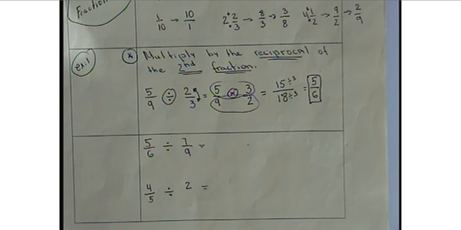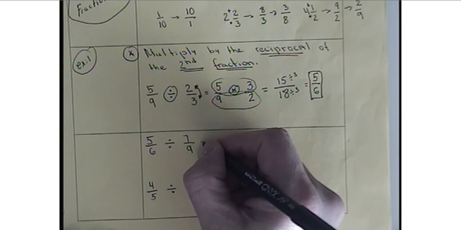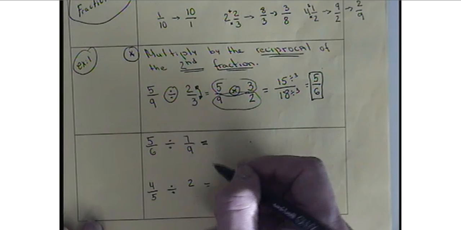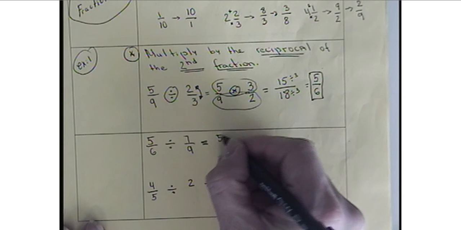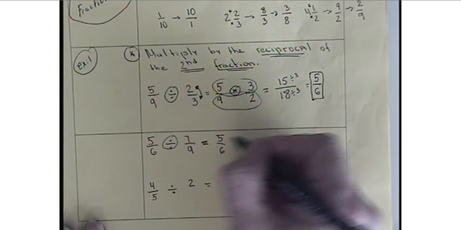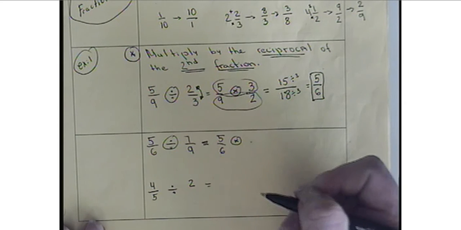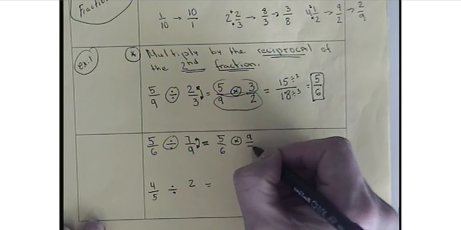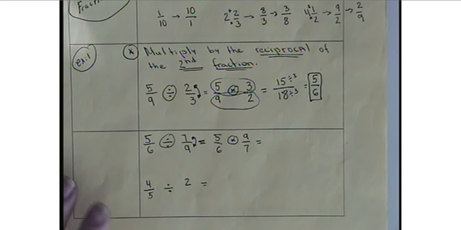Alright, so here is my next example. We have 5 over 6 divided by 7 over 9. We're going to copy the first fraction, 5 over 6. Then we change the sign to multiplication. And then we flip those two numbers, so 9 over 7. And we are ready to solve this problem.